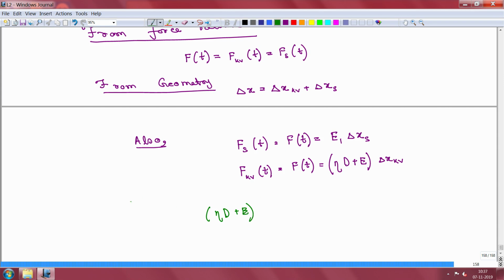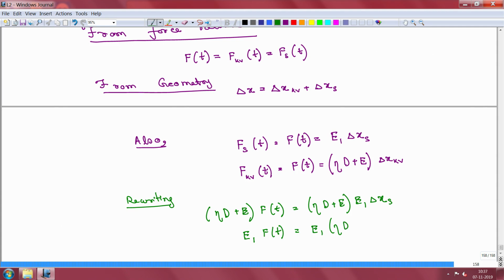So, I am going to rewrite the first expression as f t equal to E1 delta x s, and in the second equation I multiplied that with E1. So, if I multiply by E1, this is still f t, and we have E1 times eta d plus E delta x kV.